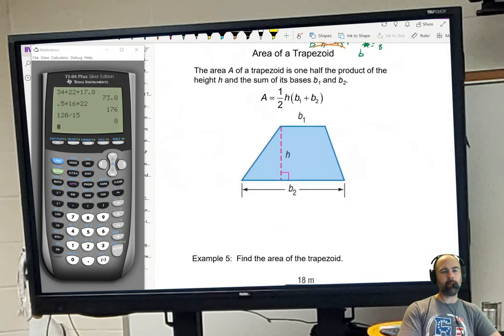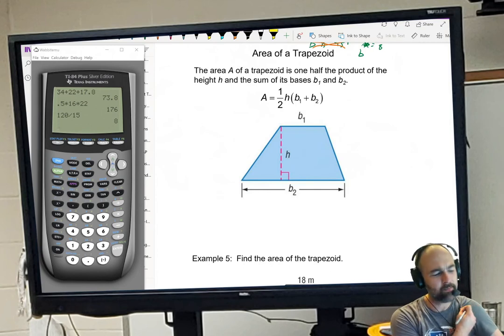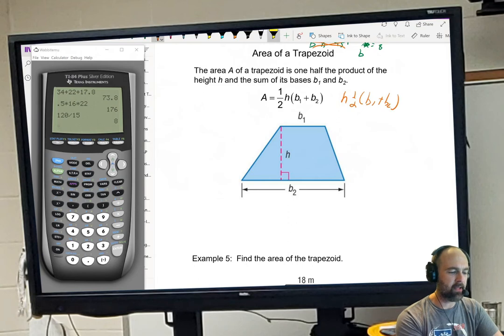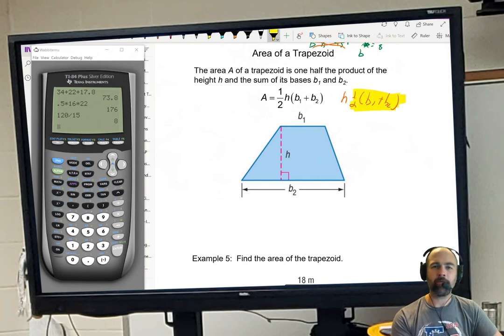All right, moving on to trapezoids. Trapezoids have kind of a funky formula: 1/2 times height times base 1 plus base 2. Notice what's going on here. If I rearranged this and had height times 1/2 times base 1 plus base 2, this piece of the equation here is the average of the two bases.